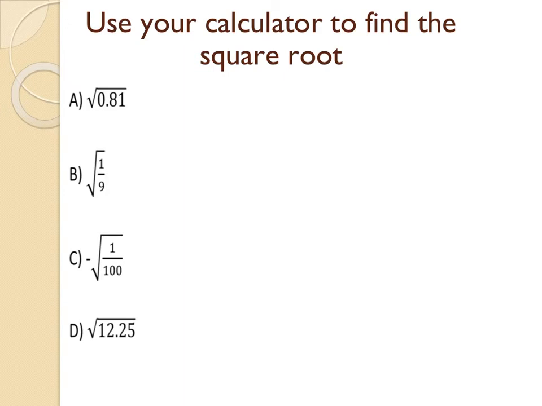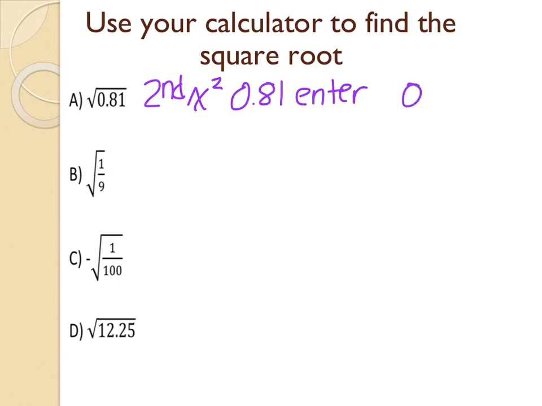Okay, so the first thing I'm going to do, I'm going to hit the second key. I'm going to hit second, x squared, 0.81, and I'm going to hit enter. And I'm going to get my answer to be 0.9.